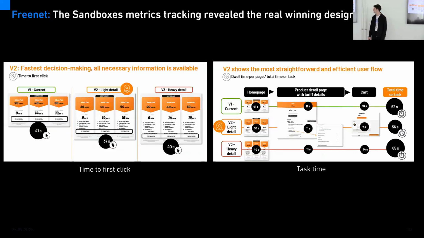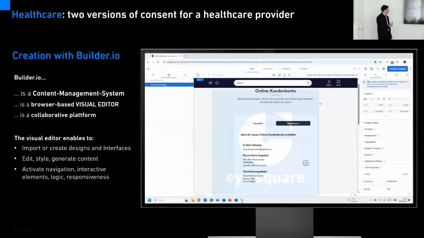And as we've also seen, adding the click data and click tracking very easily in the Sandbox, we could reveal a layer that was not there otherwise, in addition to the explicit ratings. And we could see that version 2 won because people could decide quicker and overall took less time to finish the task. This was one.